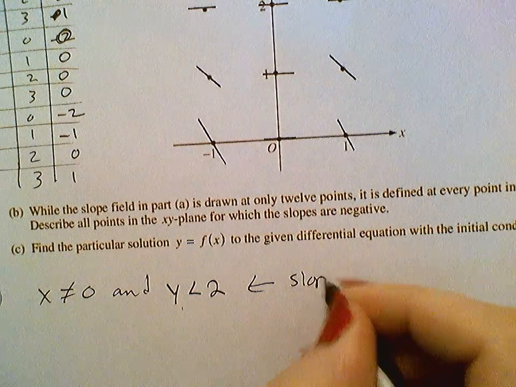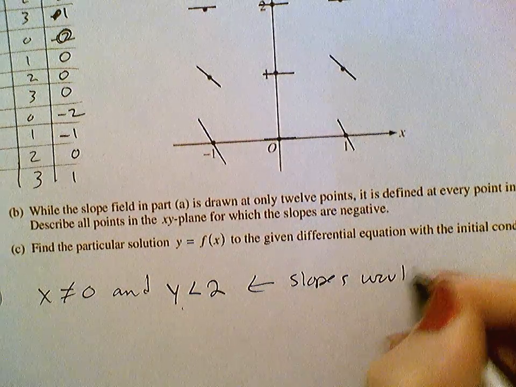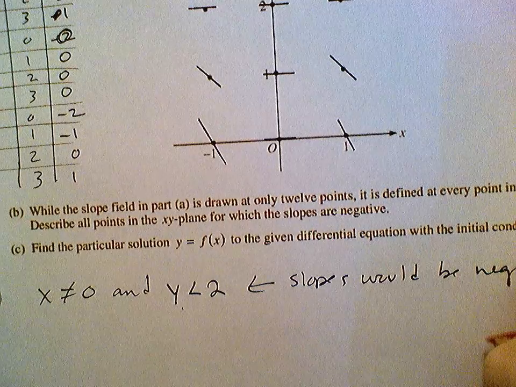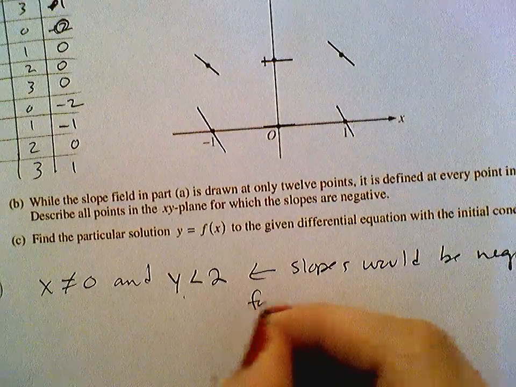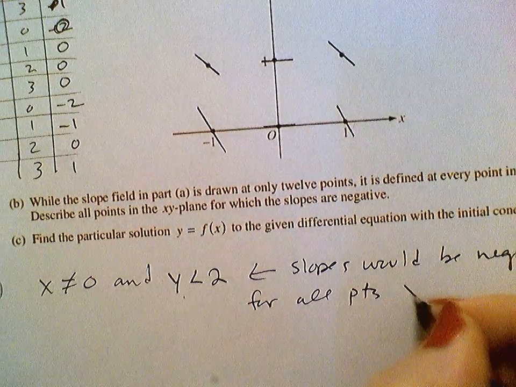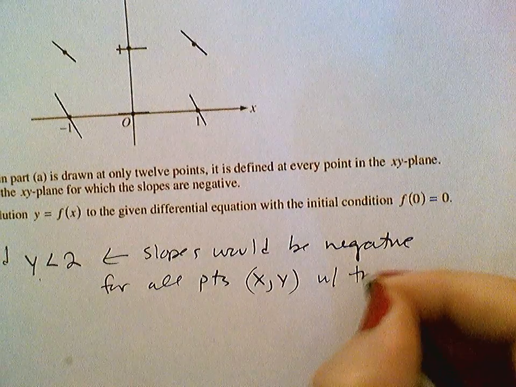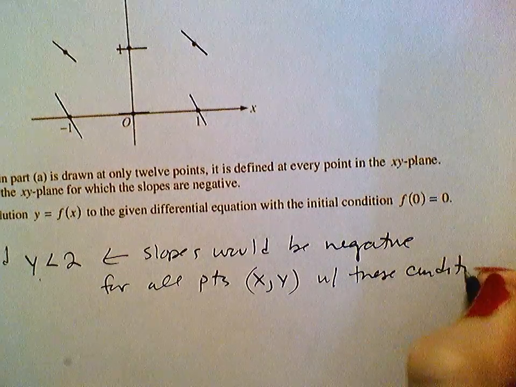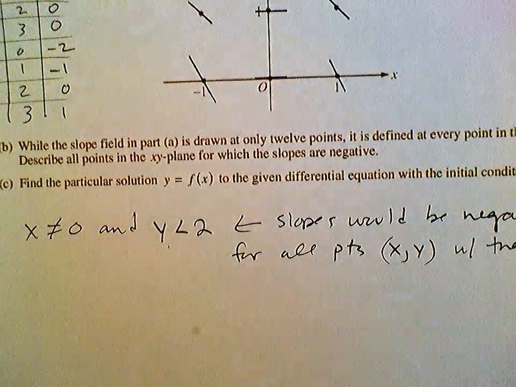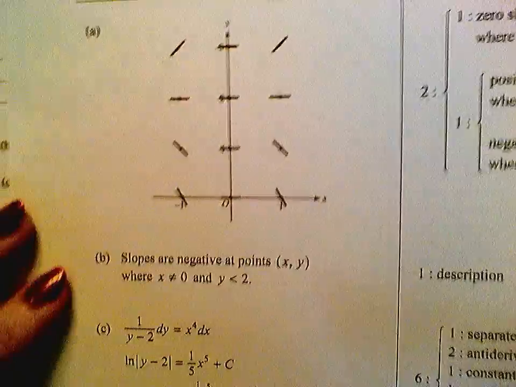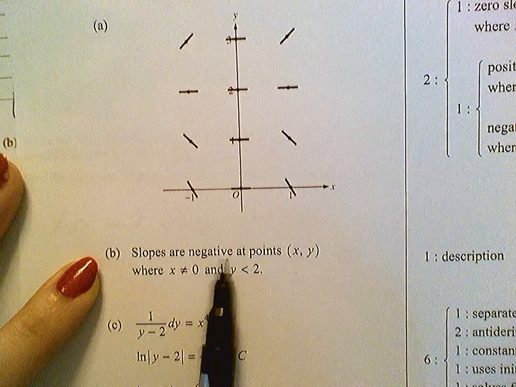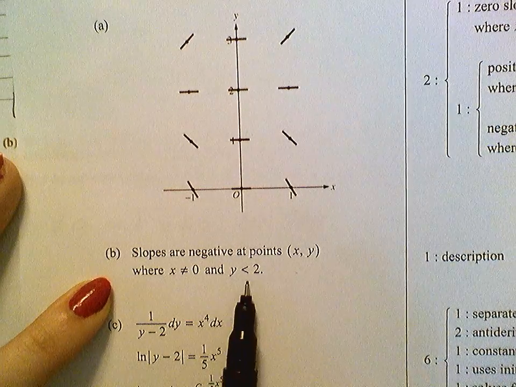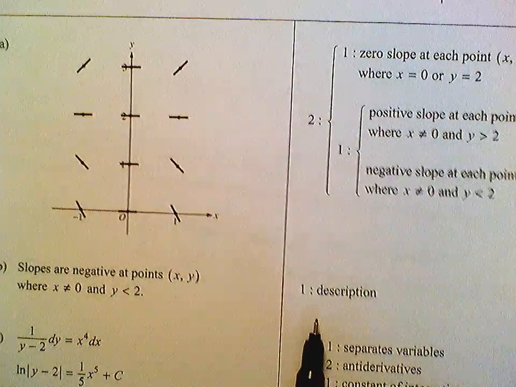I'll just say slopes would be negative for all points x, y with these conditions. Let's see what they said. They said slopes are negative at points x, y where x is not equal to 0 and y is less than 2. You would just get 1 point for this, 1 point for the description.